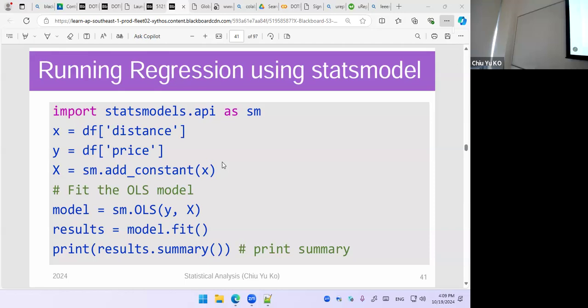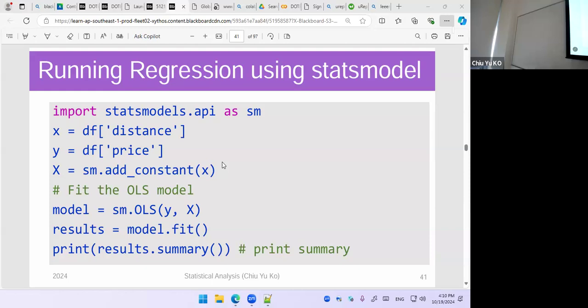The way we do it is more like matrix algebra, or 矩阵, the linear algebra, if you learned that. The way we do it is we define x and y, and we need to add a constant to it. That becomes a big X, the matrix X, and we run a regression based on Y and X. So that is the way we run.